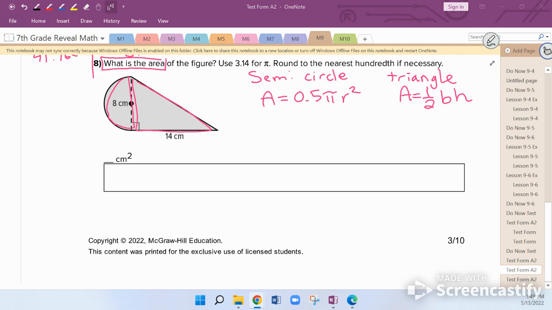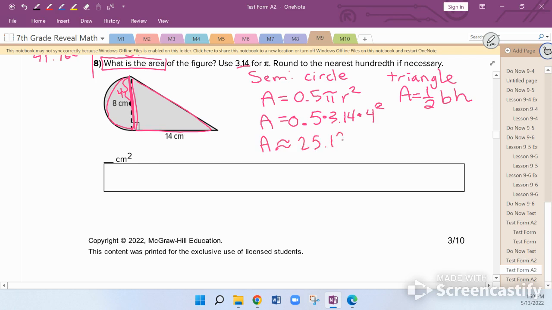So now it's simply checking out those shapes and plugging in the appropriate numbers. So it says 3.14 for pi, and the radius, we know that all the way across is 8, so halfway across would be 4. So we got 4 squared there. All right, and then once we calculate that, we are going to get, looks like 25.12.